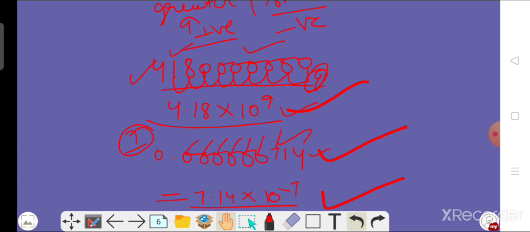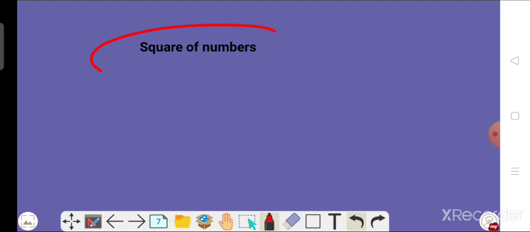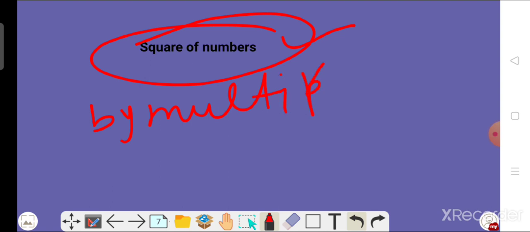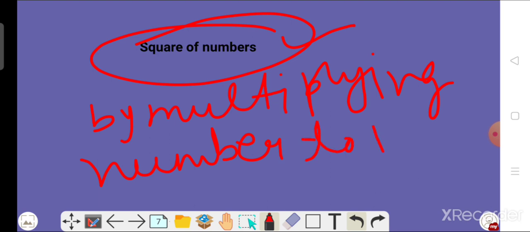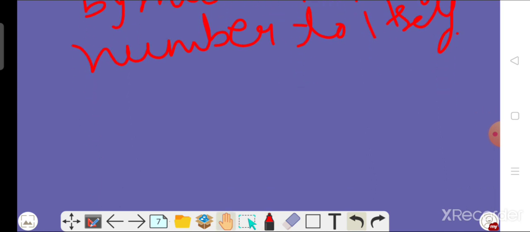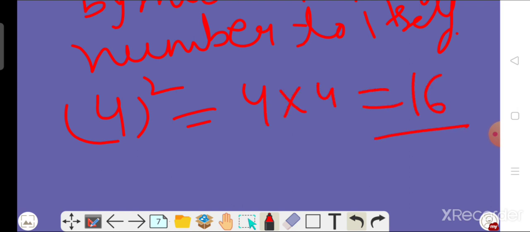Okay. Now we will move on to chapter three, that is squares. In this chapter we have to find the square of a number by different methods. Okay, how can you find the square of a number? By multiplying the number by itself. Okay, for example, if you have to find the square of 4, then what do you have to do? 4 multiplied by 4 is equal to 16. 16 is the square of 4. Okay, so this is the square of a number.